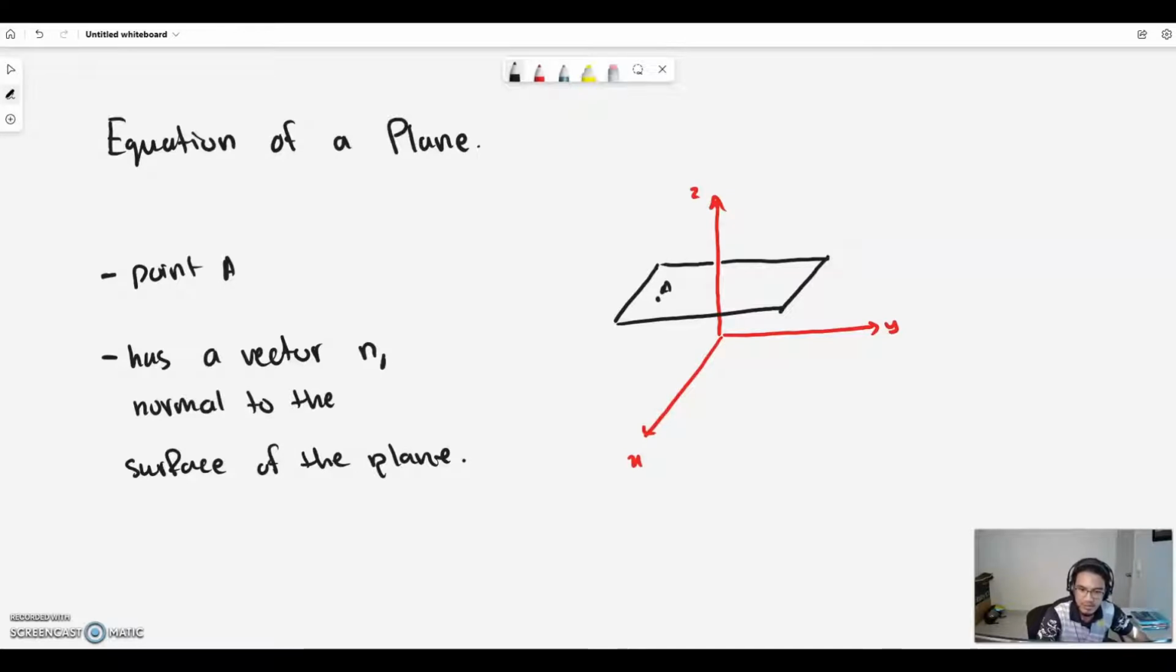This is a comma, not an n1. That n must be normal to the surface of the plane, or in other words, perpendicular to the surface of the plane. So this is vector n at 90 degrees to the surface. That is the condition of our plane, so that means we have a uniform plane.